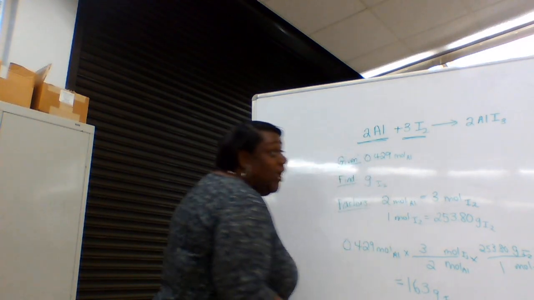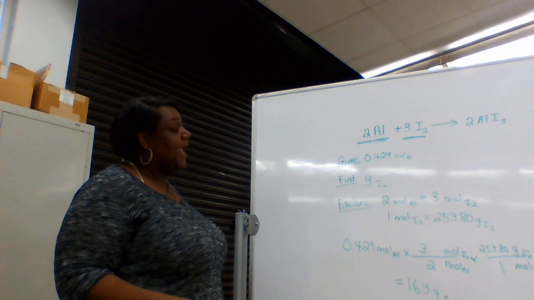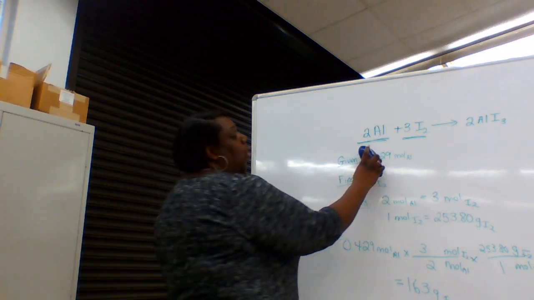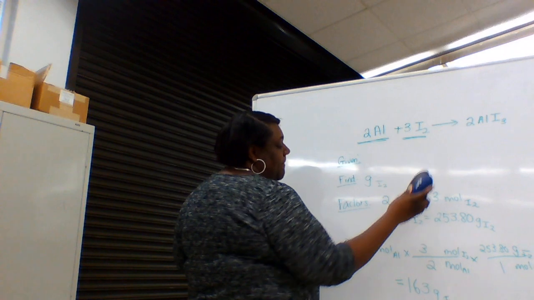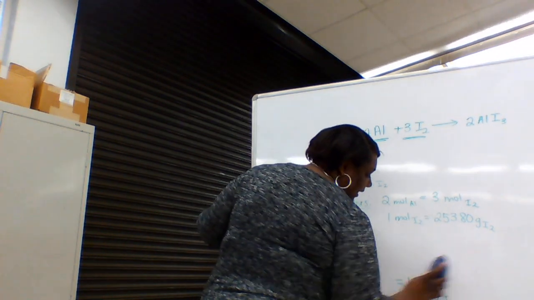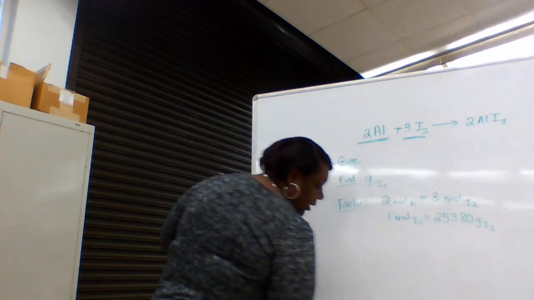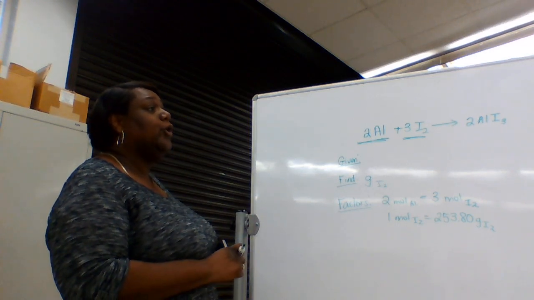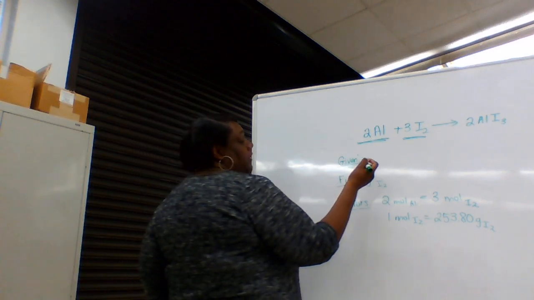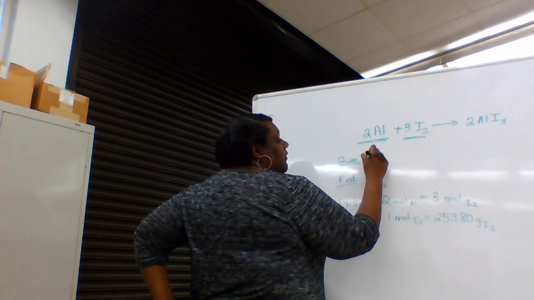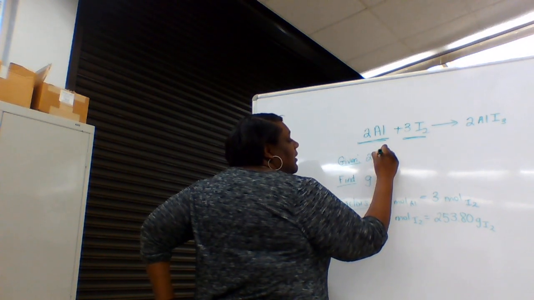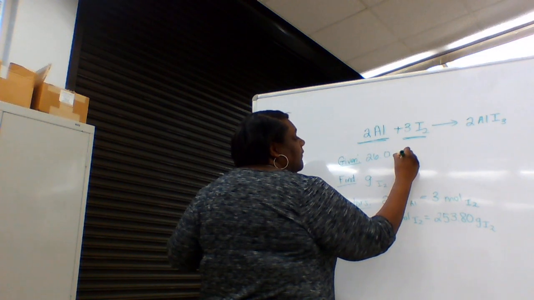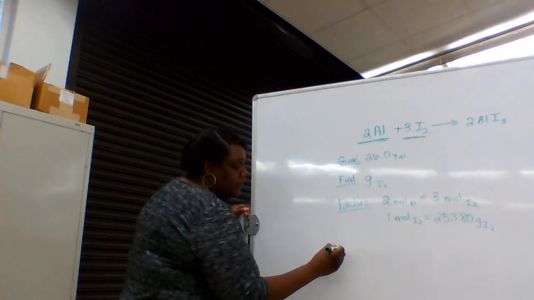Now, the other kind of problem that you're going to have in this section is what happens when we start with the mass of one thing and we end up with the mass of something else. So let's say for aluminum, we started with 26.0 grams of aluminum. All right.